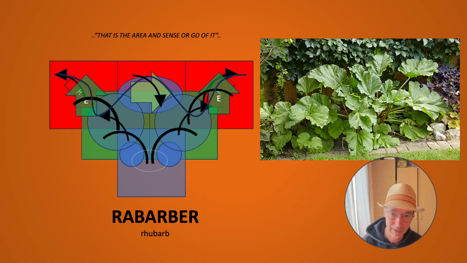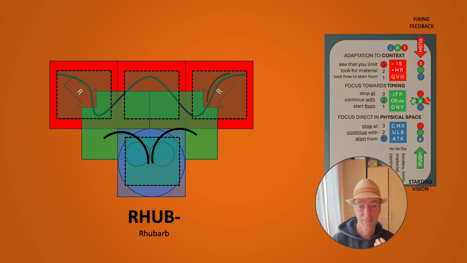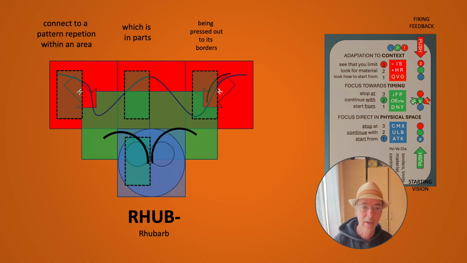It has the same structure, but it's described somewhat differently. The rub there is different because the two differences are the H, which defines an area in which it works, where you will find a pattern. So also there the pattern can be repeated, and U says it's repeated in parts. So it's repeated in these parts where B is again being pushed out, so you have a connection to a pattern repetition in the area which comes in parts and is being pressed out to the borders. Already the same kind of thing, but in a pattern.